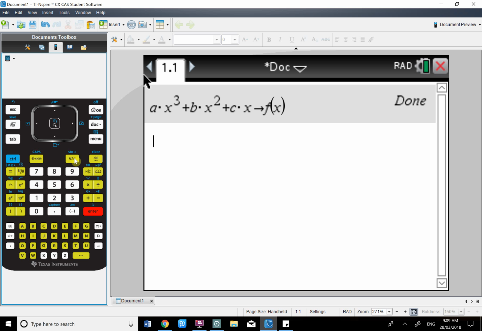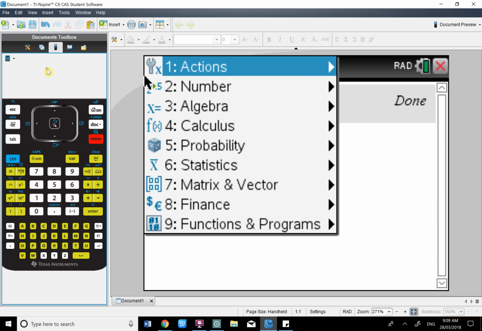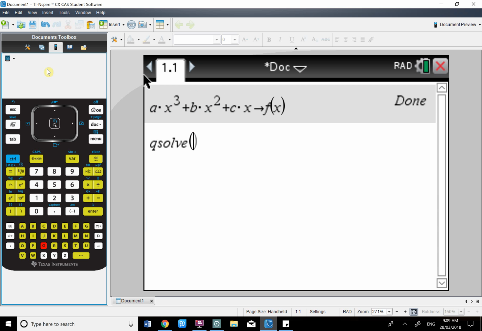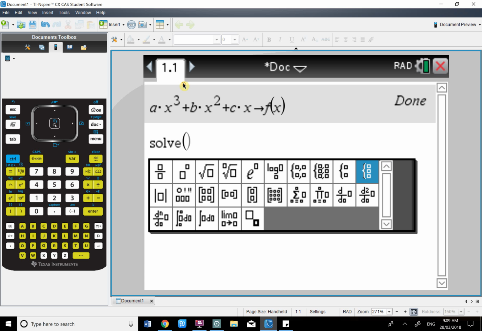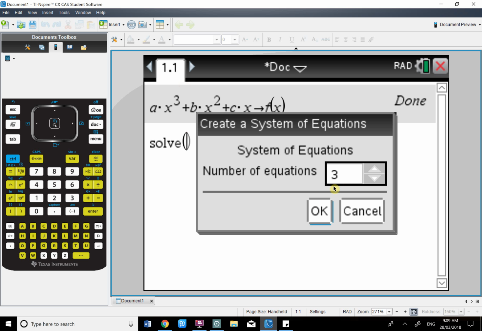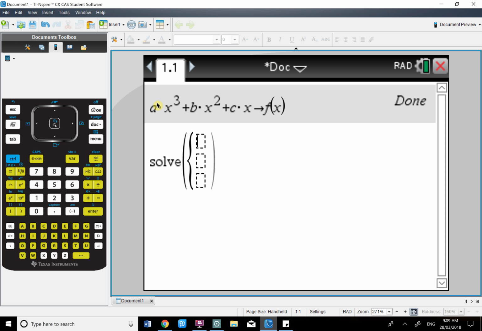Alright, then I want to solve simultaneous equations. Menu 3-1 to solve. Okay, solve for the function. I have 3 simultaneous equations. I press the button on the right hand side of 9 and I get this simultaneous equation sign. I want 3 of that because I want to solve 3 equations.